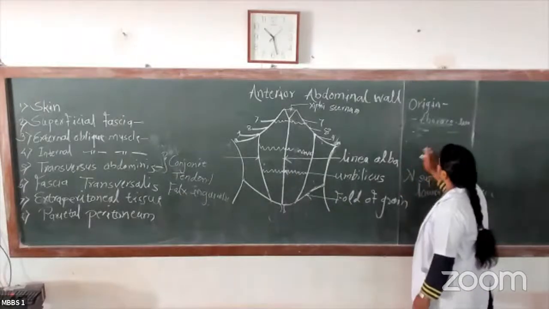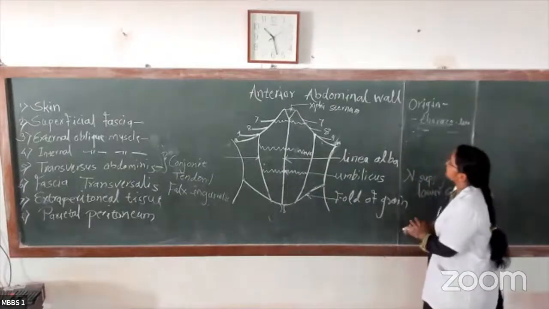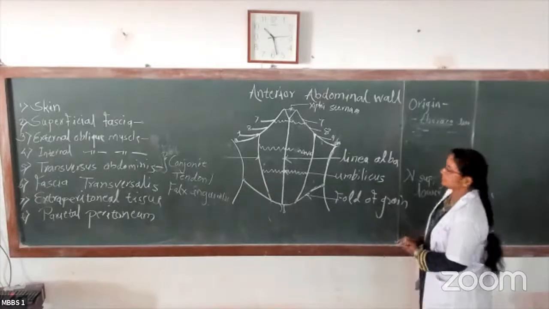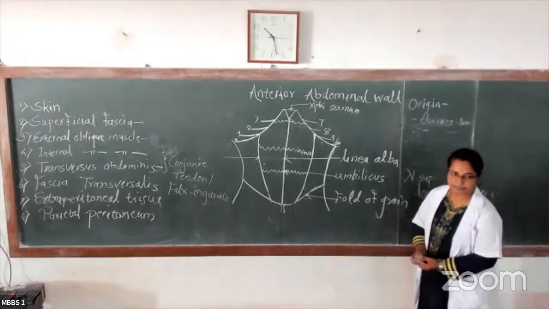Again, this internal oblique muscle is supplied by the lower 6 thoracic nerves.